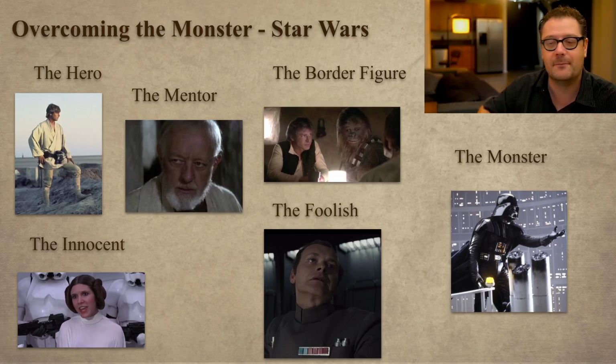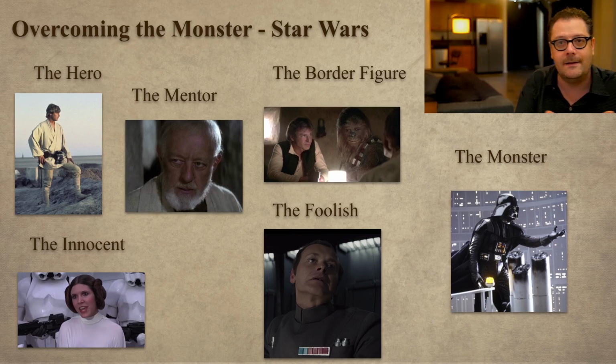I did a couple of different movies. Overcoming the monster in Star Wars, who's the hero? It's Luke Skywalker. Who's the innocent? It's Princess Leia. The mentor is Obi-Wan Kenobi. Han Solo is the border figure. And of course, Darth Vader is the monster. So you can always think that the border figure is going to be part monster and part civilized, part uncivilized and part civilized, half and half. But that border figure can slide either way depending on how you want to write the story.